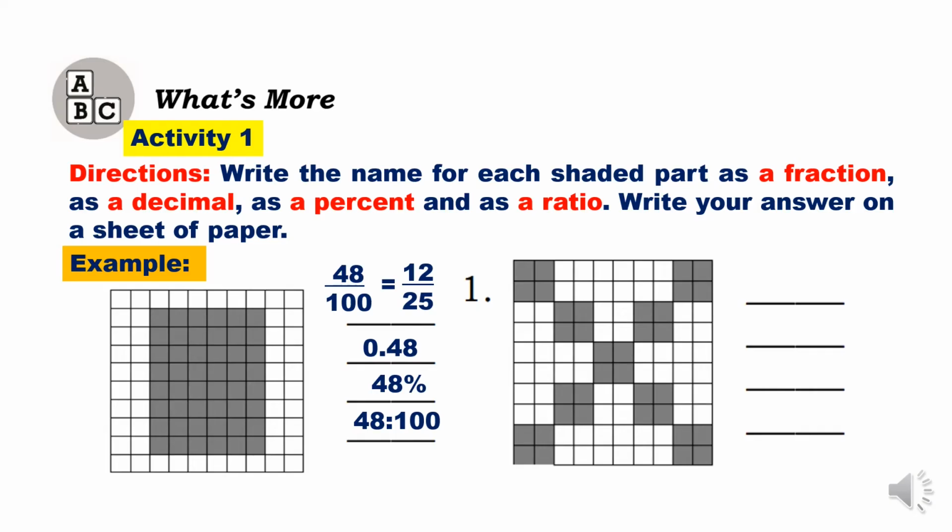For number 1, if you count the shaded part, 36 hundredths. And the lowest term for that is 9 over 25. As a decimal, 36 hundredths. As a percent, 36%. And as a ratio, 36 is to 100.